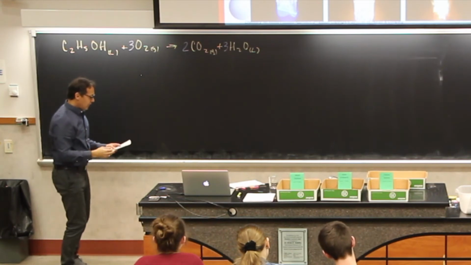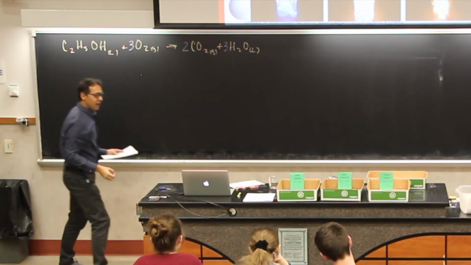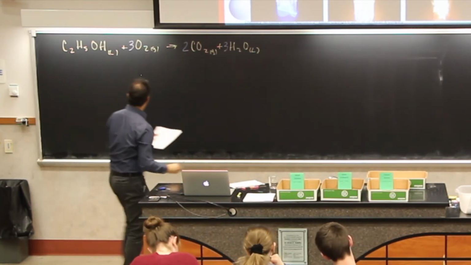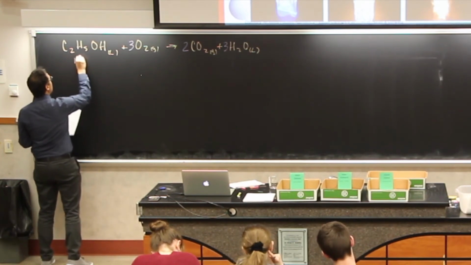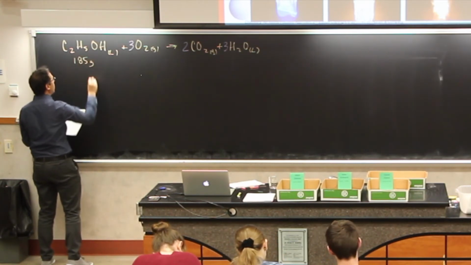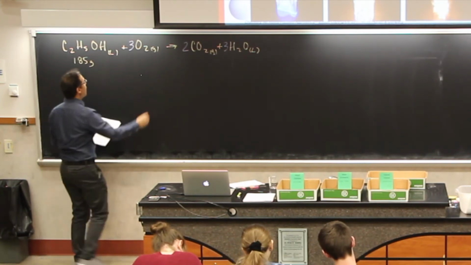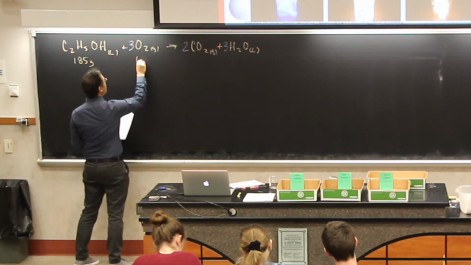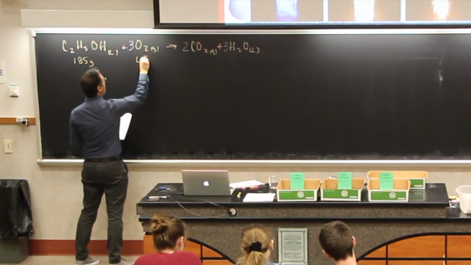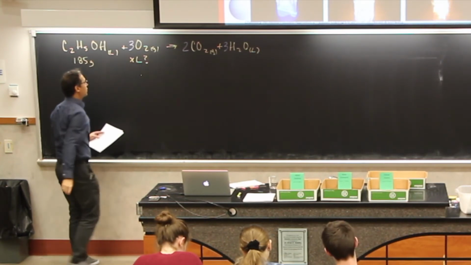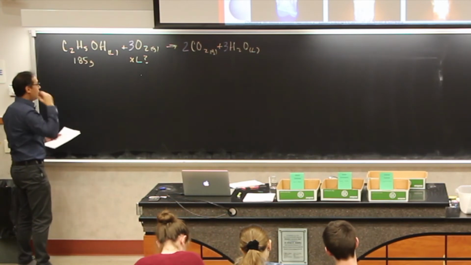All right. And then it tells me that I have 185 grams there of my ethanol. And I want to figure out my volume here, my liters of oxygen. So X liters of oxygen. How much of that is it going to use up?